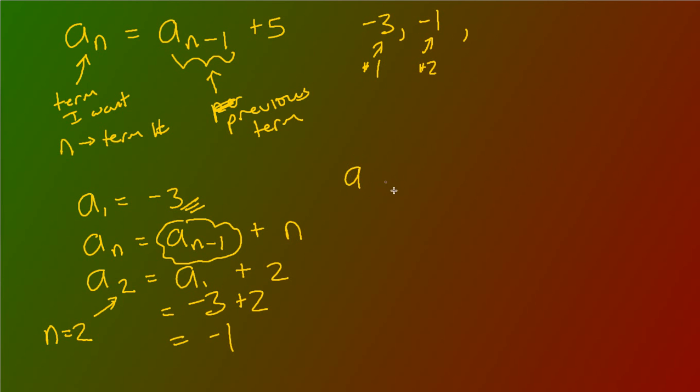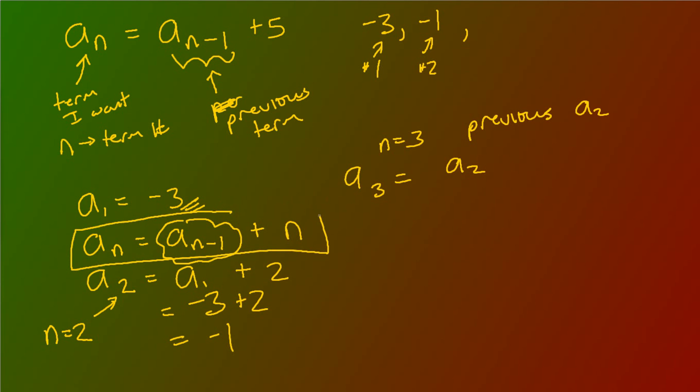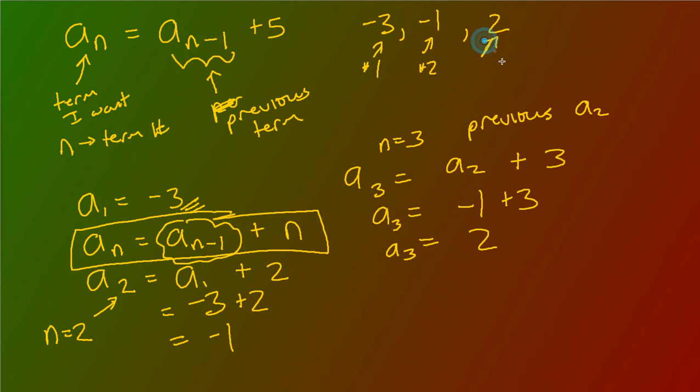All right, let's say I wanted term number 3. So term number 3, that means n equals 3. And my previous term, well, that's a2. And n is 3. Now look at my formula I was given. I'm going to add my term number, and I want term number 3, so I'm going to add a 3. All right, a2, I just found, is negative 1. I'm going to add a 3 to that. That's 2. So term number 3, that's 2.